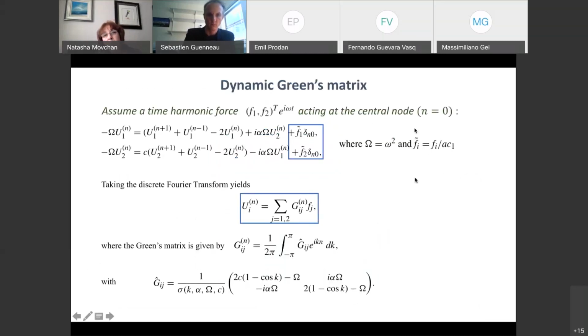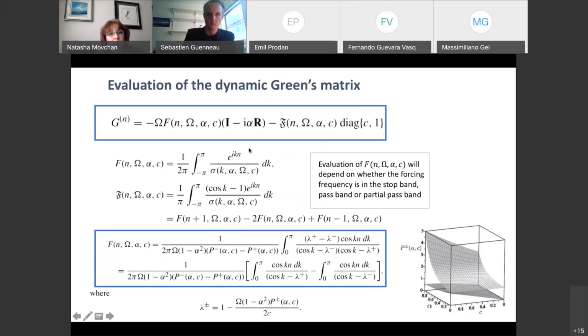What I would like to talk about now is the dynamic Green's matrix. So let us imagine that we now add a force applied at the central node. It has the same frequency as the frequency of operation of the chain. If we want to solve this system, we can use the discrete Fourier transform and write down the representation for the solution via the Green's matrix, whose Fourier transform has the particular form.